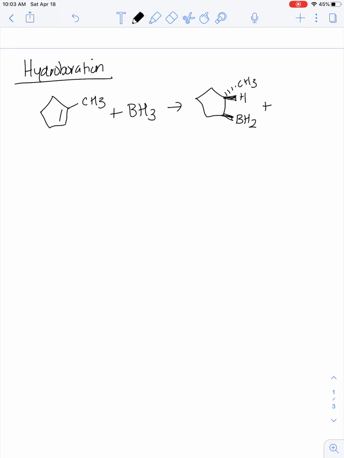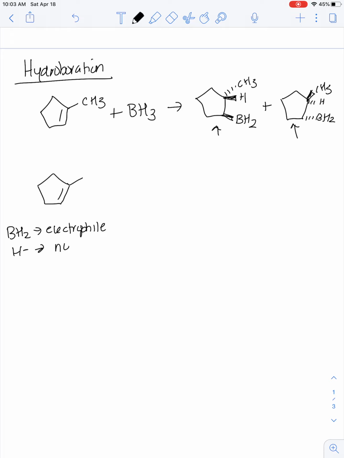So I'm just showing you the products right now of that first step, and then I'll walk you through the mechanism. Again, our hydrogen and our BH2 will be adding to the same face. So we have attack from above, which is shown here, and we have attack from behind or underneath. When we look at the actual mechanism for this, let's look at our alkene. The BH2 is going to act as your electrophile, and the hydride, so H minus, is going to act as your nucleophile.